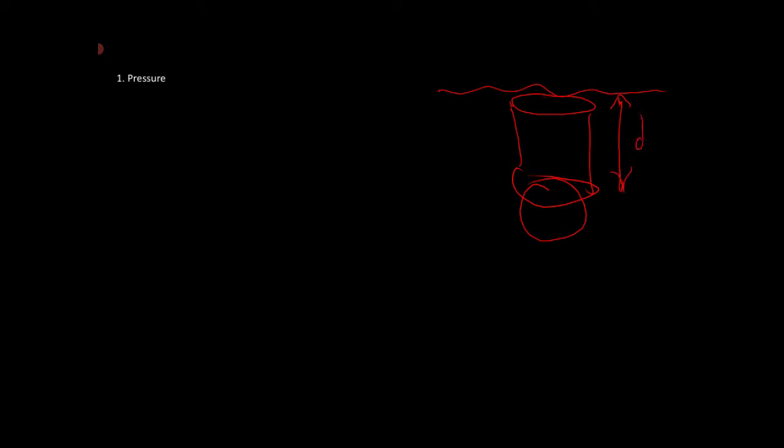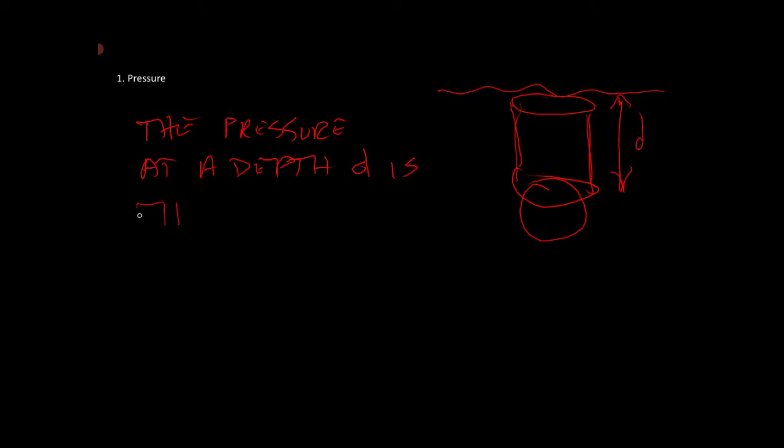So what we're going to do here is look at a fluid column. We're going to have some fluid, an object down here, then some fluid above it. So we're going to be at a depth D. All right, so we want to look at that. And we're going to make an assumption about the pressure: the pressure at a depth D is the weight of the water column above it.